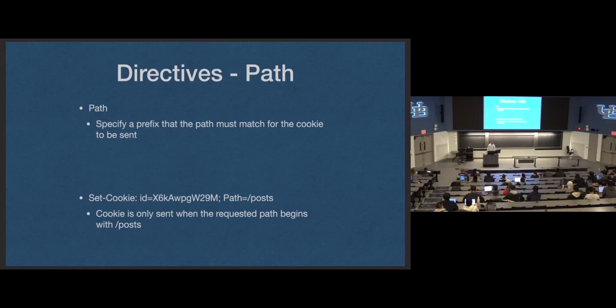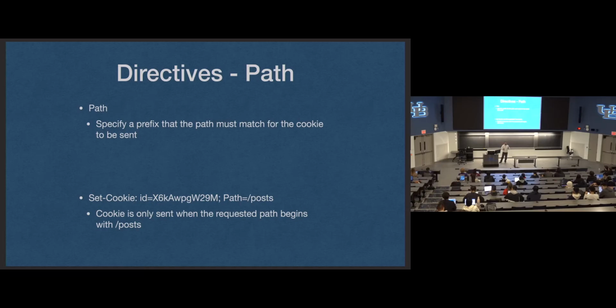Path is one that I don't find particularly useful, but it is used out there, is to only send the cookie for specific path prefixes. So if you have a very large site, I guess this could be useful, but why not just send all the cookies all the time? What are you really losing? But there could be situations where you would want this, where only one specific path of your domain you want those cookies to be sent.